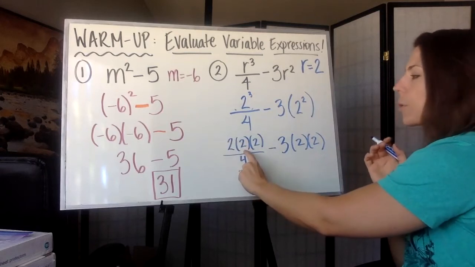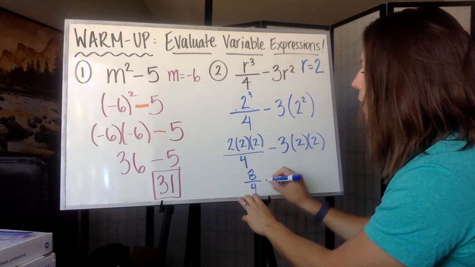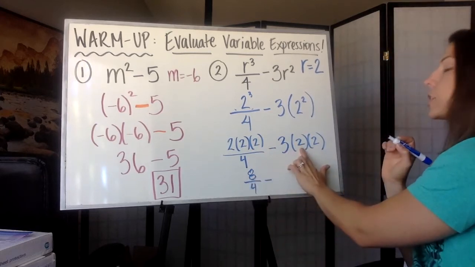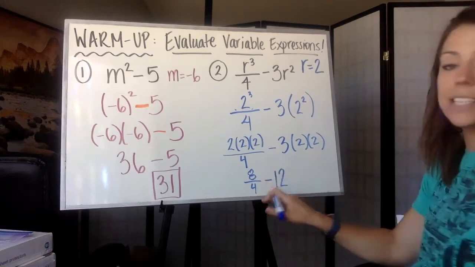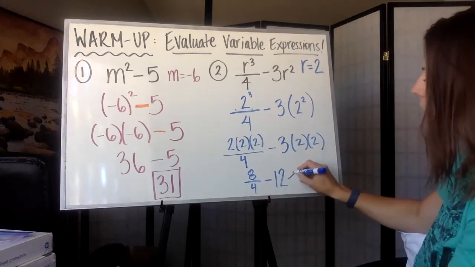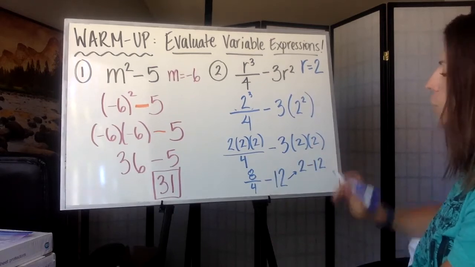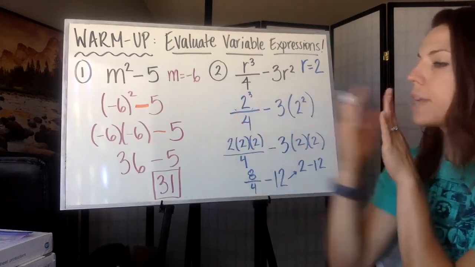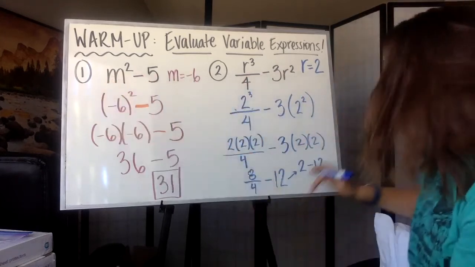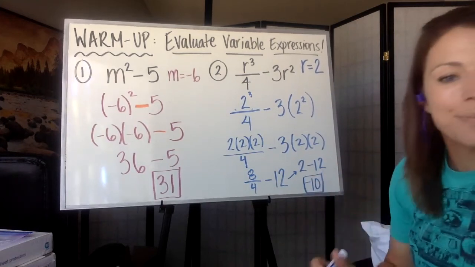2 times 2 is 4. 4 times 2 is 8. So this is 8 divided by 4 minus 3 times 2 is 6. 6 times 2 is 12. So now I have 8 divided by 4 minus 12. 8 divided by 4 is 2. 2 minus 12, if I'm using a number line, if I start at 2, I'm going 12 to the left, I'm going to 0, and then 10 more. My answer here is negative 10.